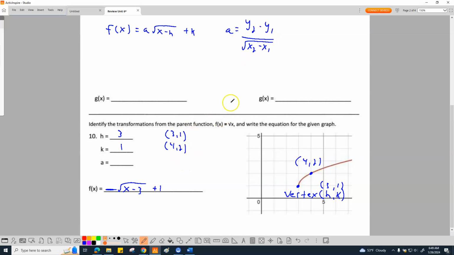So it says y2. All right, my y2 is 2. 2, and I'm going to follow this formula, minus 1 over, and then what do I have? I have the square root of 4, because that's x2, minus 3. So what do I end up with? 2 minus 1 is 1. The square root of what is 4 minus 3? 1. What's the square root of 1? 1. What is 1 divided by 1? 1. So what am I left with for a? 1. There you go. That's how you solve those problems.